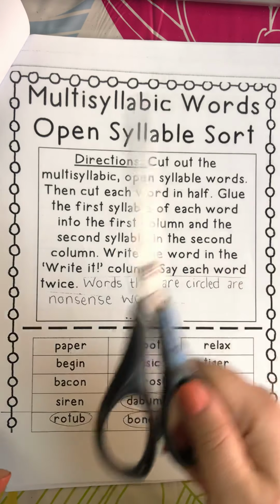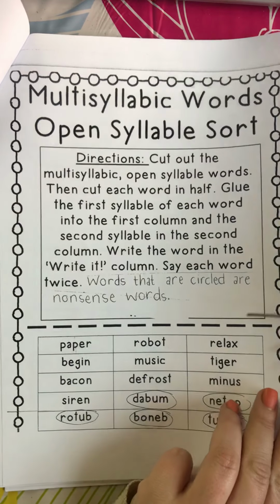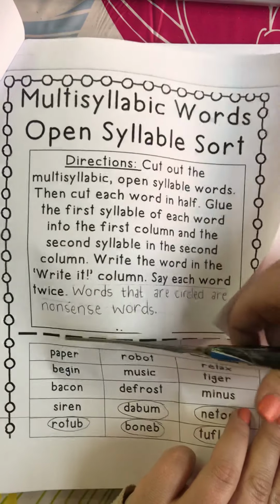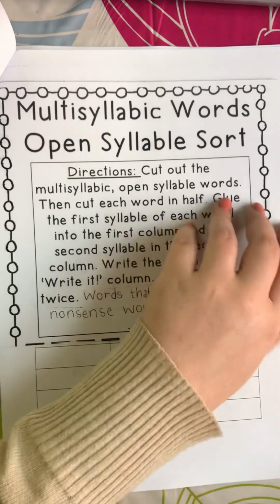So the first thing you are going to do is cut off this piece. You will see the dotted lines. Go ahead and cut that off. And then we can page over.